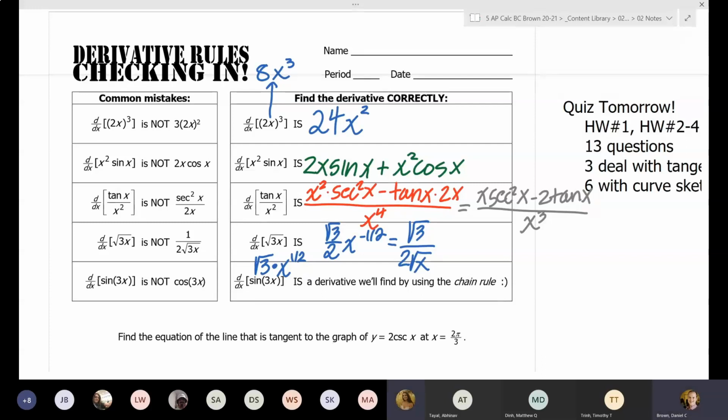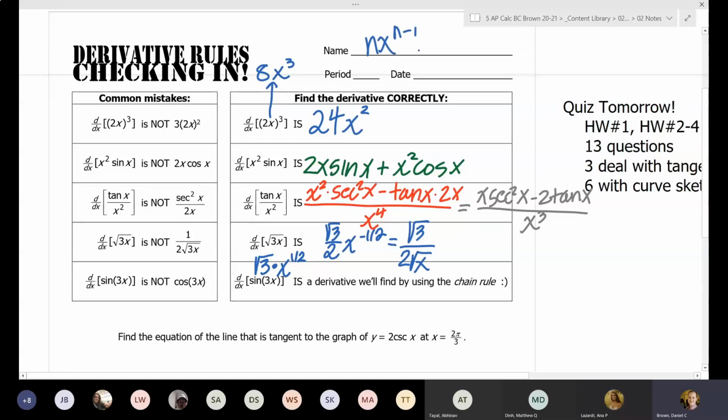How did you get x to the negative 1/2? Because isn't it like, don't you do 1 minus 1/2? I do the original exponent minus 1. 1/2 minus 1 is negative 1/2. Okay. Because it's n times x to the n minus 1, where n was the original exponent. Okay. Like that, what I just put in the name part.